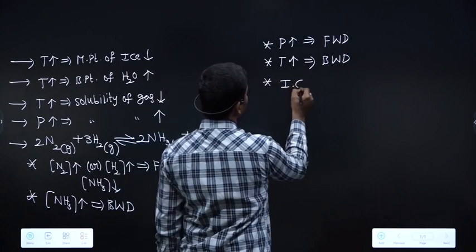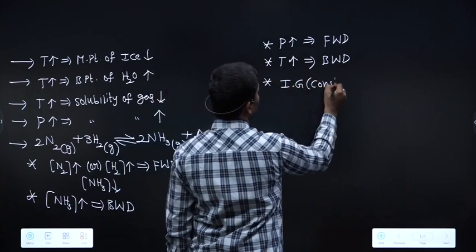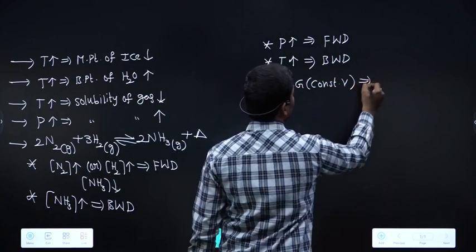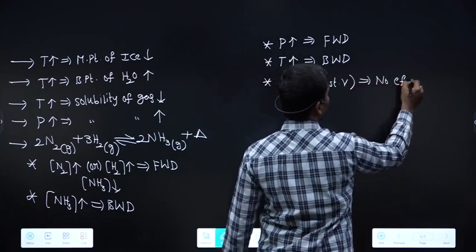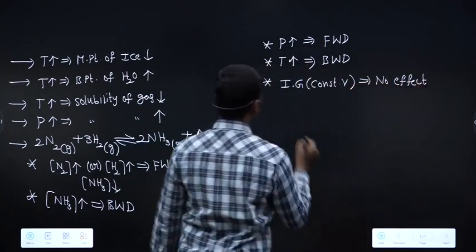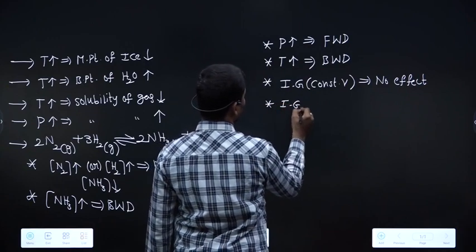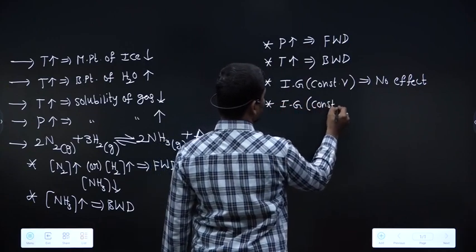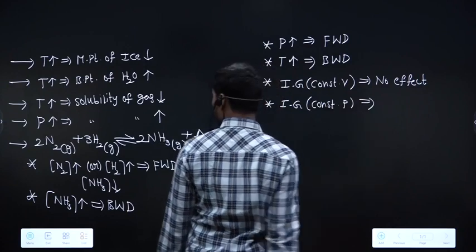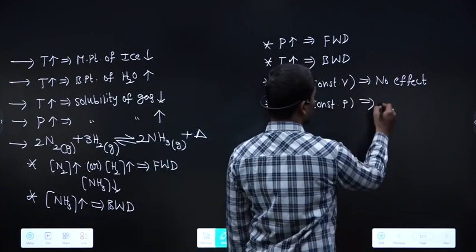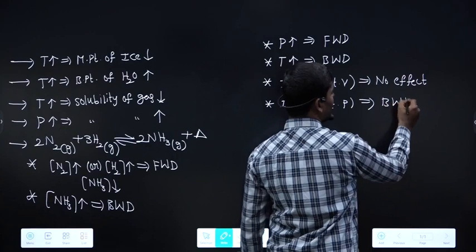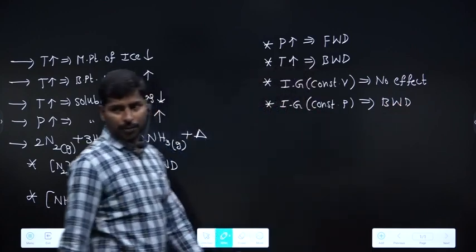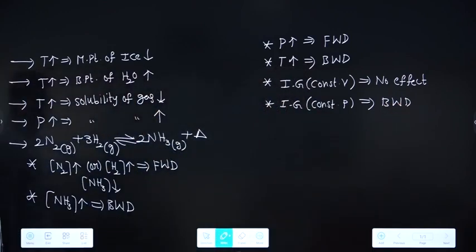If we add inert gas at constant volume, is there any effect? No effect, whatever the type of reaction. If you add inert gas at constant pressure, it proceeds in the backward direction, towards more number of moles.